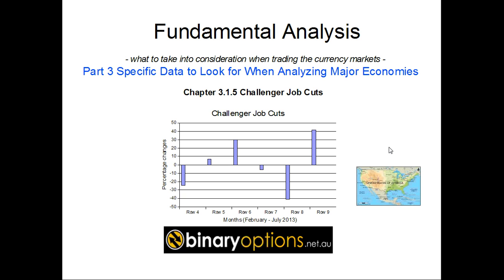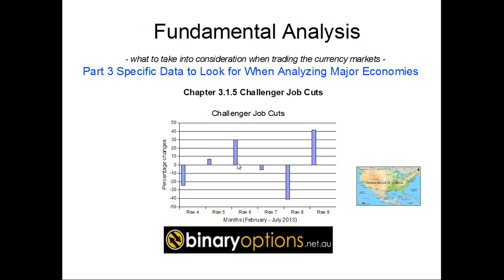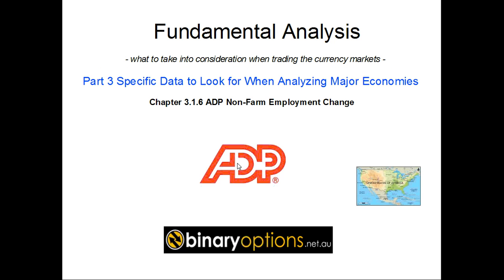as we cannot draw a proper conclusion from these challenger job cuts. What remains from the challenger job cuts is that it is the number of job cuts announced by employers, released on a monthly basis, 3 days after the month ends. The release time is 12:30 GMT during the North American trading session. It is a percentage-wise indicator, and keep in mind, maybe the most important thing, that this is second tier data, meaning volatility is not really affecting trade.